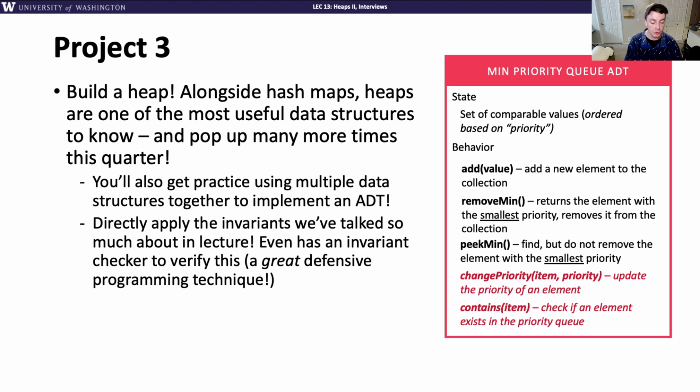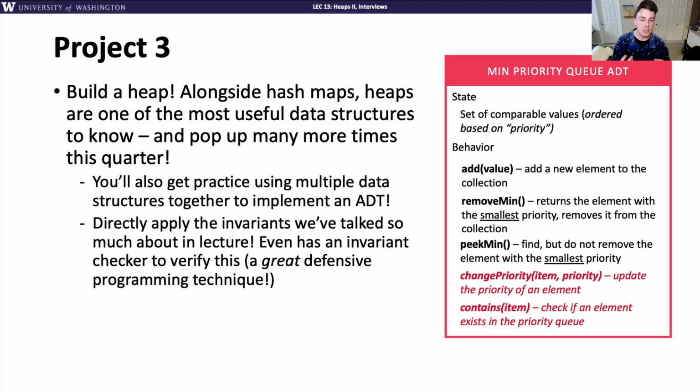So for your project 3, the next project that's coming out today and is due in 2 weeks, you're going to be building a heap. Alongside the hash maps that you're programming in project 2, heaps are one of the most useful data structures to know. And they're going to pop up, as I mentioned, with the priority queues a lot this quarter. So you'll get practice in this assignment not only implementing this idea so you really understand all the mechanics, but you also get practice with some common design challenges when it comes to implementing classes or doing something complex. You're actually going to be working with multiple data structures together to implement a particular ADT.